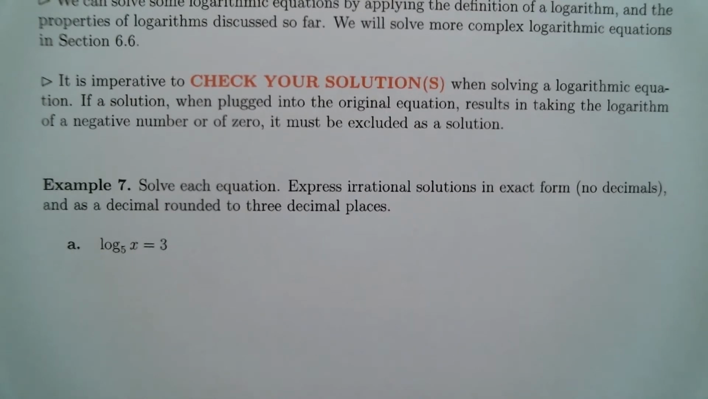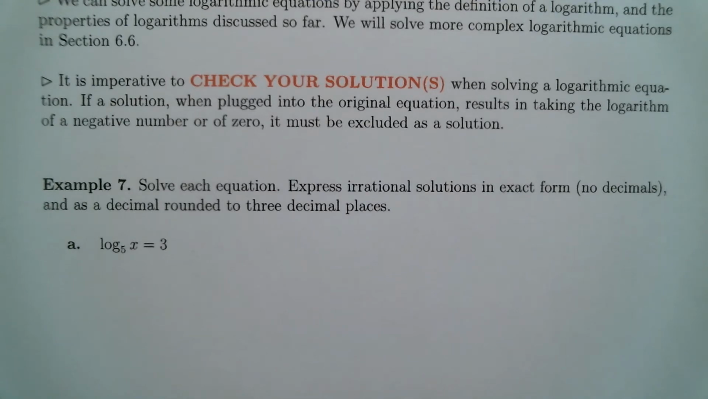Like I said, it won't be an issue in this section, but in 6.6, where you have the more complicated equations, it is definitely going to be an issue. You may get a solution that looks like a solution, but when you plug it back into the original equation, it causes you to take the logarithm of a negative number or of 0. And if that happens, you have to get rid of it. It can't be a solution. You have to exclude it from the solution set.